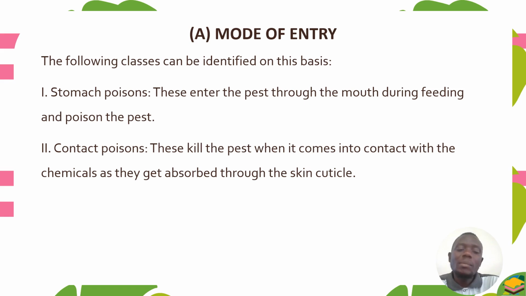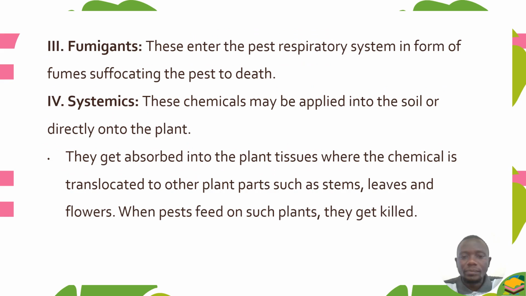Then we have contact poisons. These contact poisons kill the pest when it comes into contact with the chemicals. They get absorbed through the skin. What normally happens is if you apply the pesticides, when the pests get into contact with the pesticides, they will die because the skin will absorb these pesticides. So that's about mode of entry. These contact poisons enter the pest through the skin.